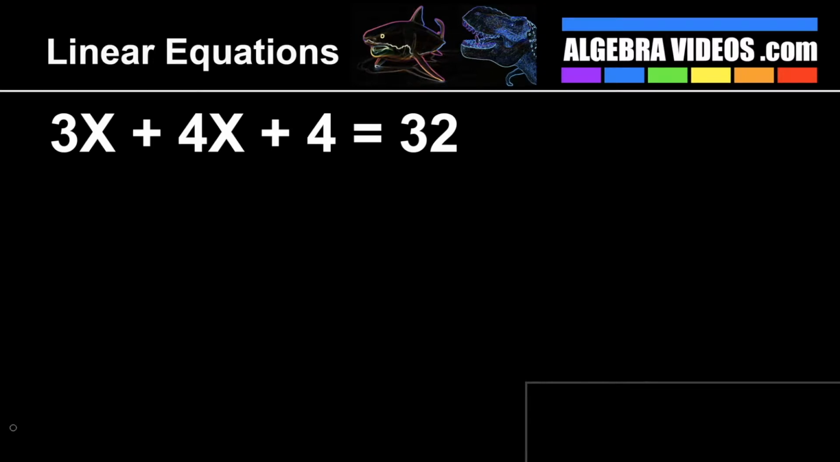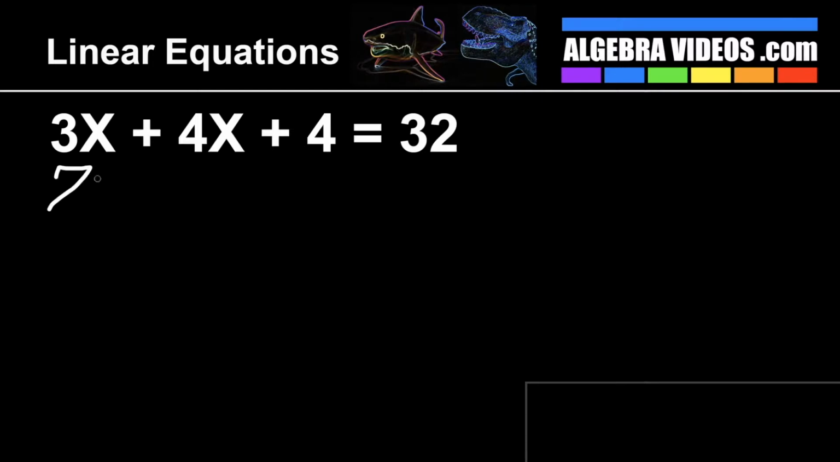Okay, 3x plus 4x plus 4 equals 32. So we want to solve for x, and that means we just want to move the numbers around until we have x by itself on one side of the equation. The first thing we can do is simplify these terms where we have 3x plus 4x. Those are similar terms. We can simplify that to 7x, just like 3 plus 4 is 7, 3x plus 4x is 7x.